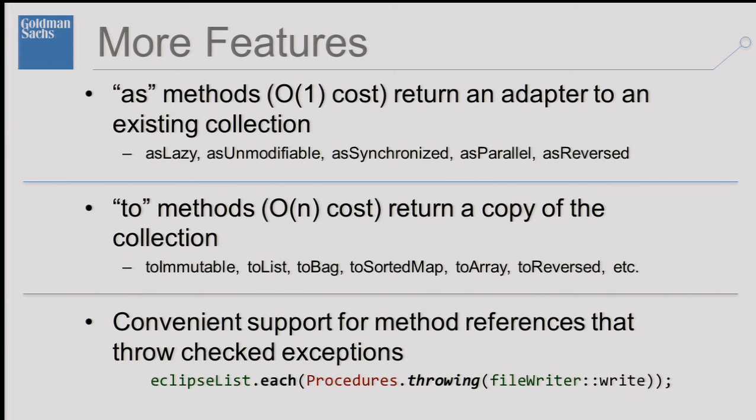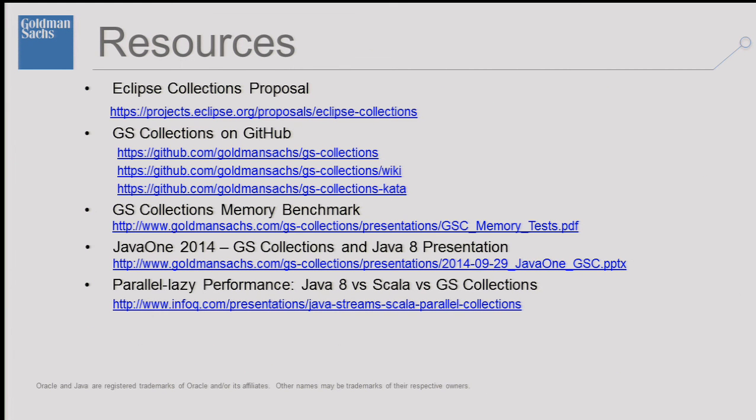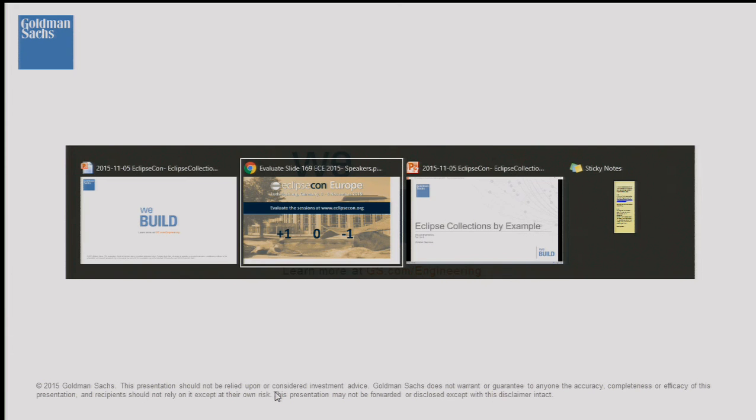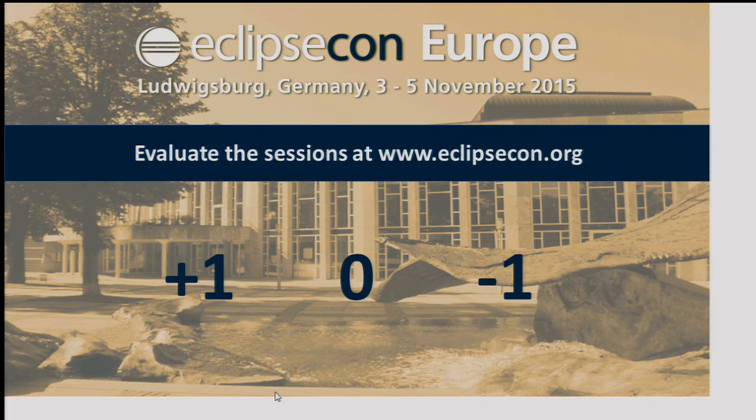And then finally we have some convenience functions. There's actually quite a few different convenience functions that the framework provides. Here's an example of procedures.throwing. So if you have a method reference that throws a checked exception, and you want to use that somewhere that is expecting a functional type that doesn't throw a checked exception, you can create an adapter using procedures.throwing, which catches all checked exceptions and rethrows them as runtime errors, so that you can conveniently use that object in an iteration pattern. This is too small to read, too much information.